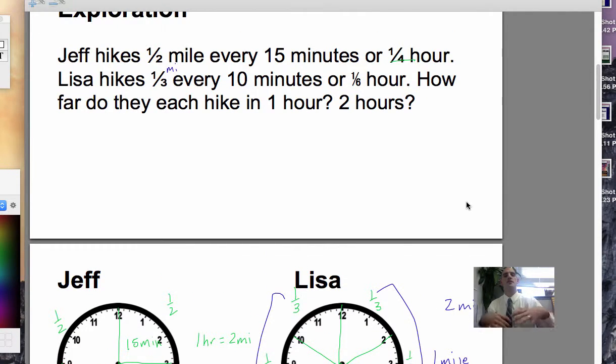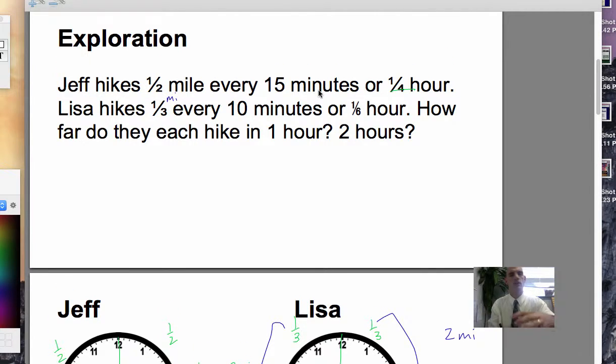Okay, so we know the answer. They each hike 2 miles in 1 hour. In 2 hours, they hike 4 miles. But where does that come from? How do I get a rate out of that? And what that gives me is unit rates. How do I find a unit rate?